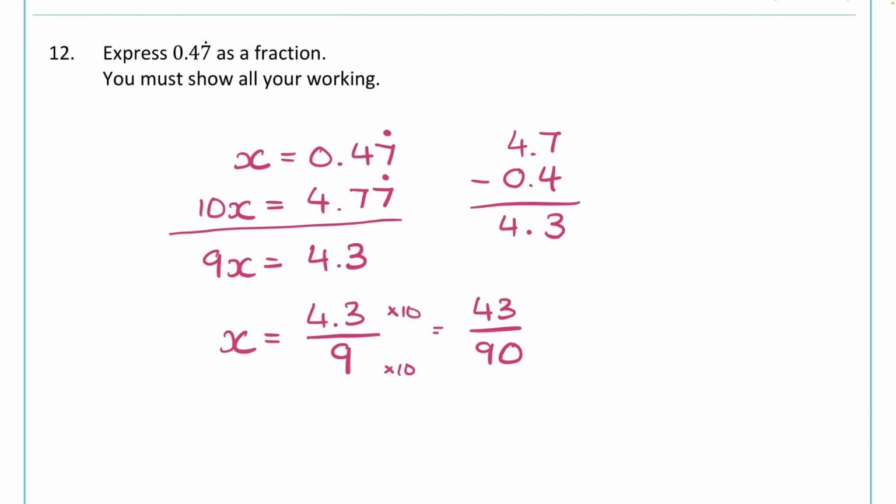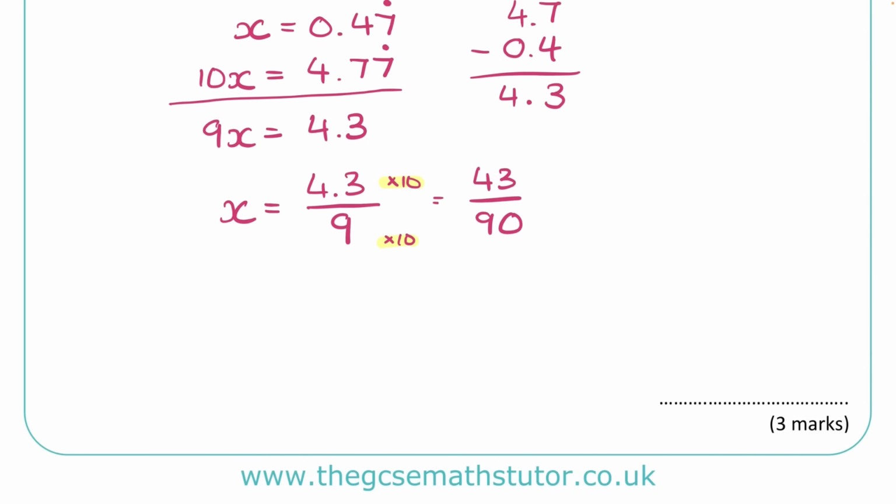It says to express it as a fraction. We've done that. It says you must show your working. We've done that. Just make sure, especially if you do use this method as well, that you show this times by 10 to show exactly how you got from 4.3 over 9 to 43 over 90. And there we go, that would be my final answer, 43 over 90.